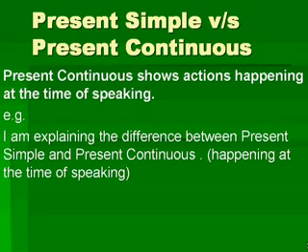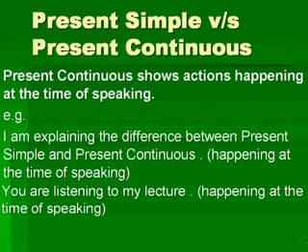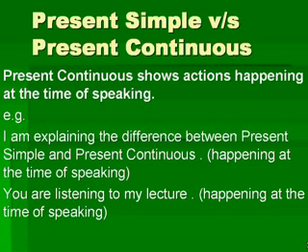Another example, you are listening to my lecture. Very good example. If I ask you what are you doing right now, which action you are doing right now, that shall be you are listening to my lecture. So listening to my lecture is happening at the time of speaking. I am saying this sentence that you are listening to my lecture, and this action listening is happening at the time of speaking. So this is present continuous tense.